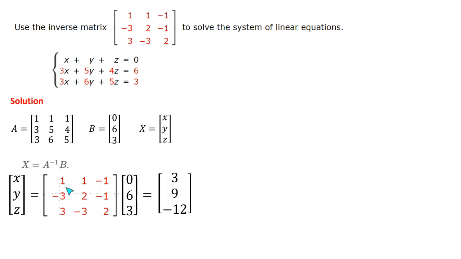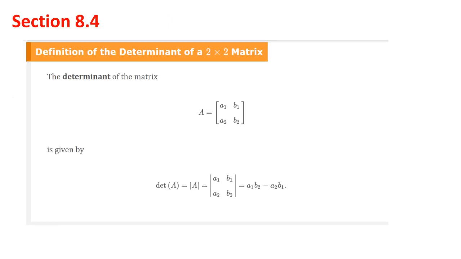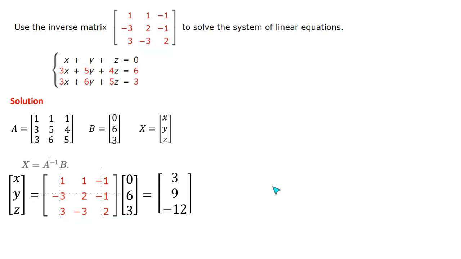So we would have 1 times 0 is 0. 1 times 6 is 6. Negative 1 times 3 is negative 3. So if I add all that together, I get a 3. And then the next one, negative 3 times 0 is 0. 2 times 6 is 12. And negative 1 times 3 is negative 3. So 12 minus 3, 9. And then 3 times 0 is 0. Negative 3 times 6, negative 18, plus a 6. So we get negative 12.